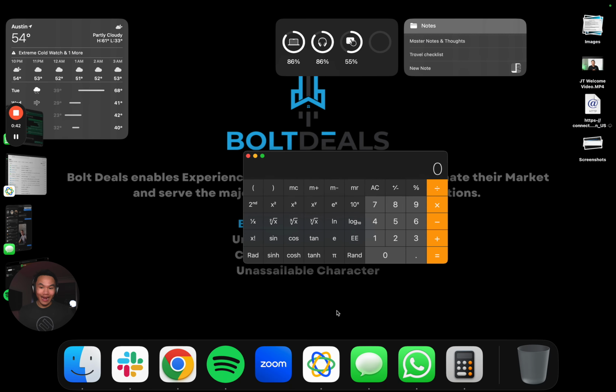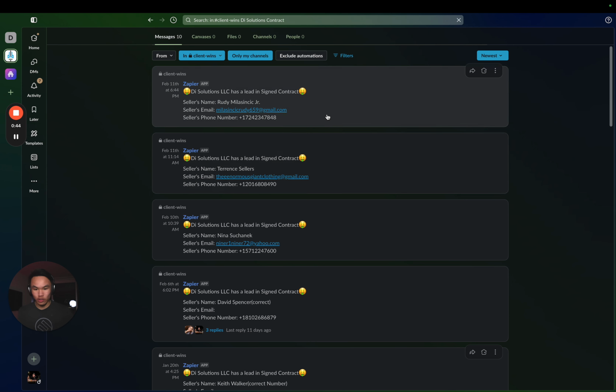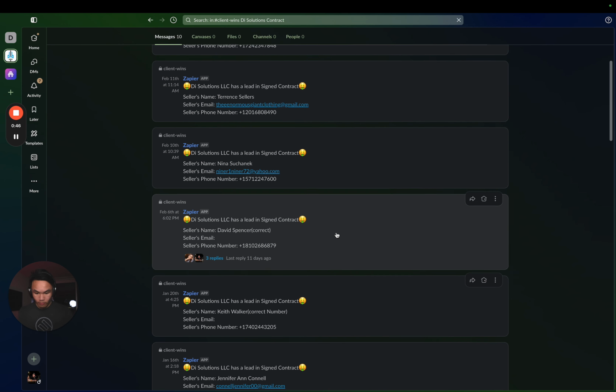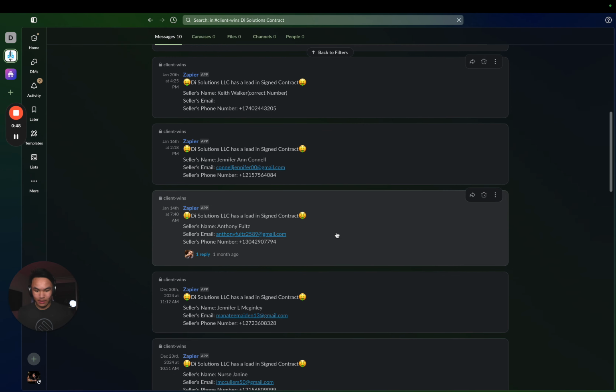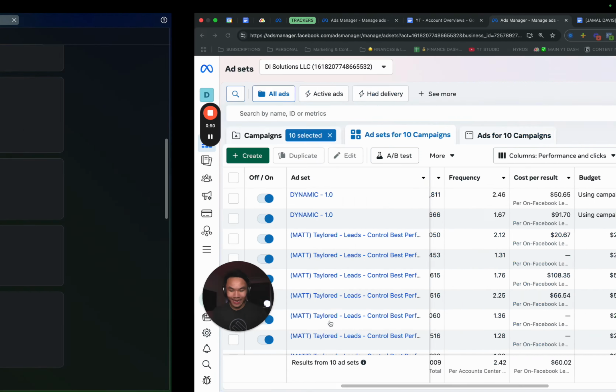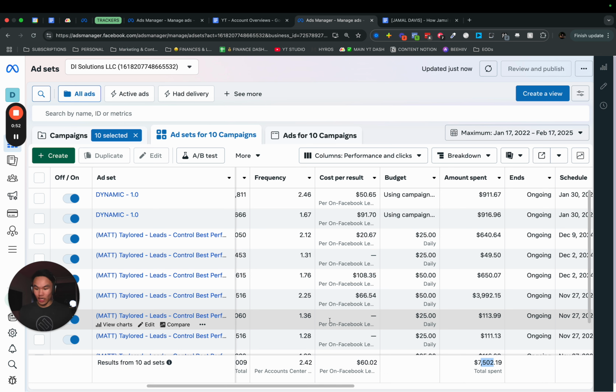And out of that, he's gotten 10 contracts or 10 deals. So we can count 1, 2, 3, 4, 5, 6, 7, 8, 9, 10. So those are his contracts, obviously, DI solutions, as you see on both sides. And that would mean his average cost per contract is $750, right?